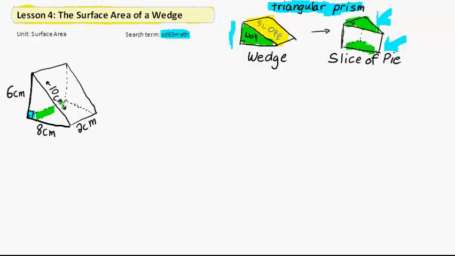The bottom of the wedge is 2 centimeters by 8 centimeters. And the back is 2 centimeters wide by 6 centimeters tall. In all, 5 surfaces. I think we should draw the net. We'll put it down here.